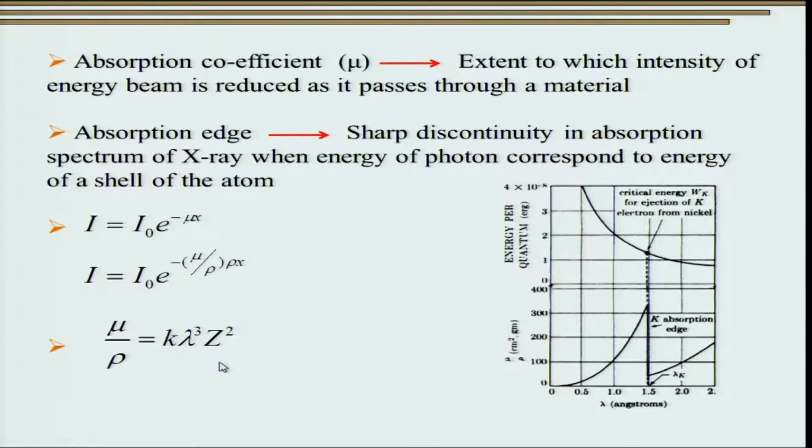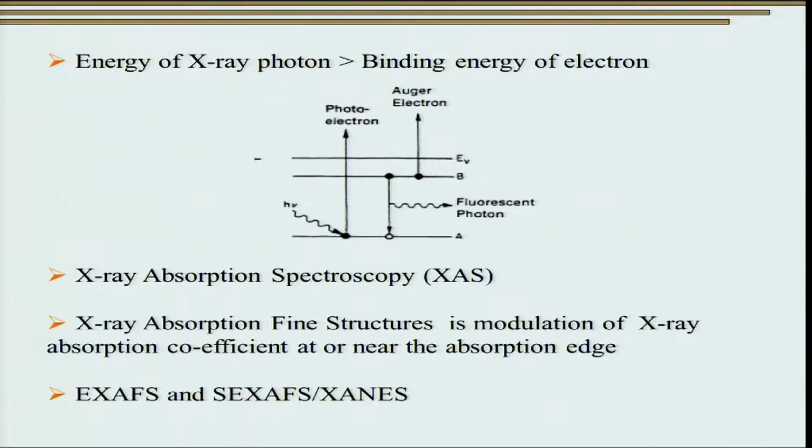Now, on the right hand side, we can again see a curve similar to what we had seen earlier, where we have a critical energy Wk for ejection of k electrons from nickel, and this corresponds to a steep drop in the intensity and leads to absorption of the copper X-rays, as we had seen in the earlier case.